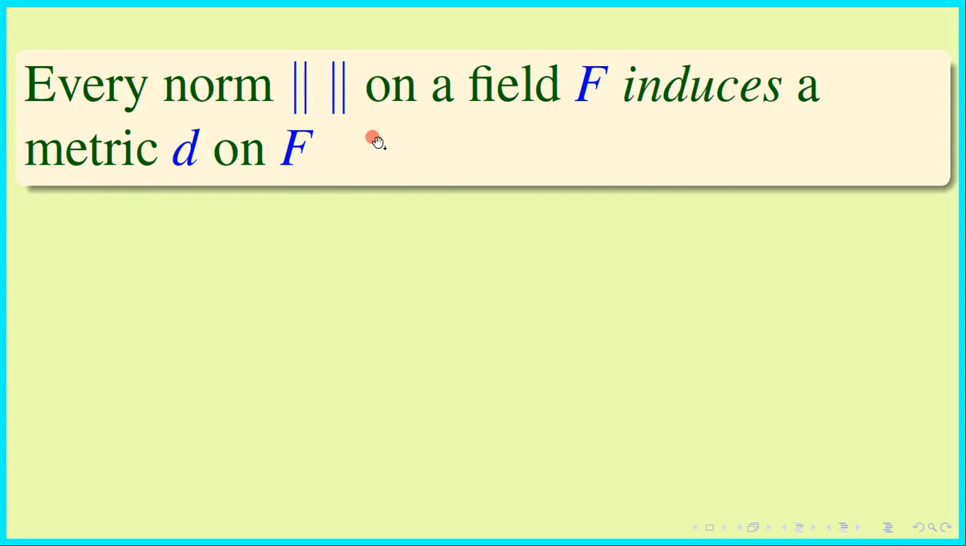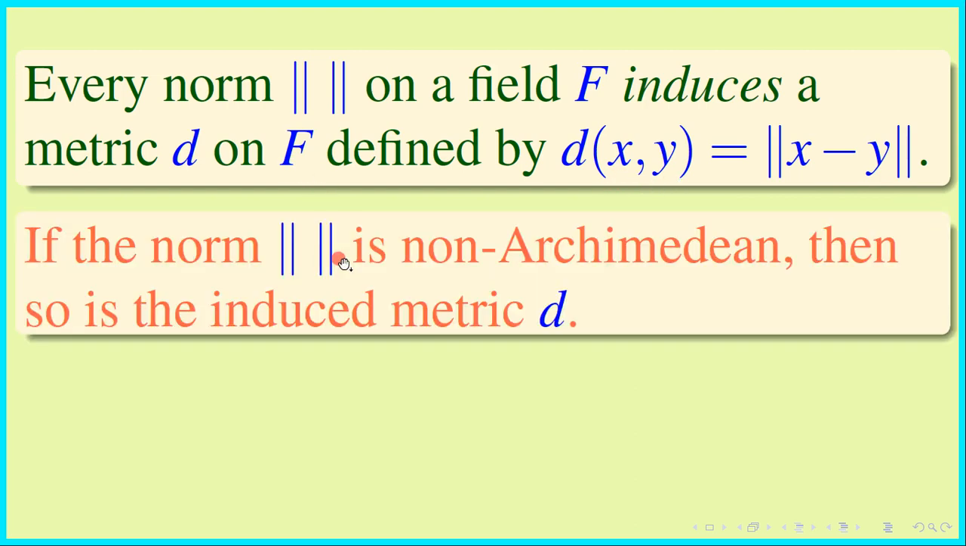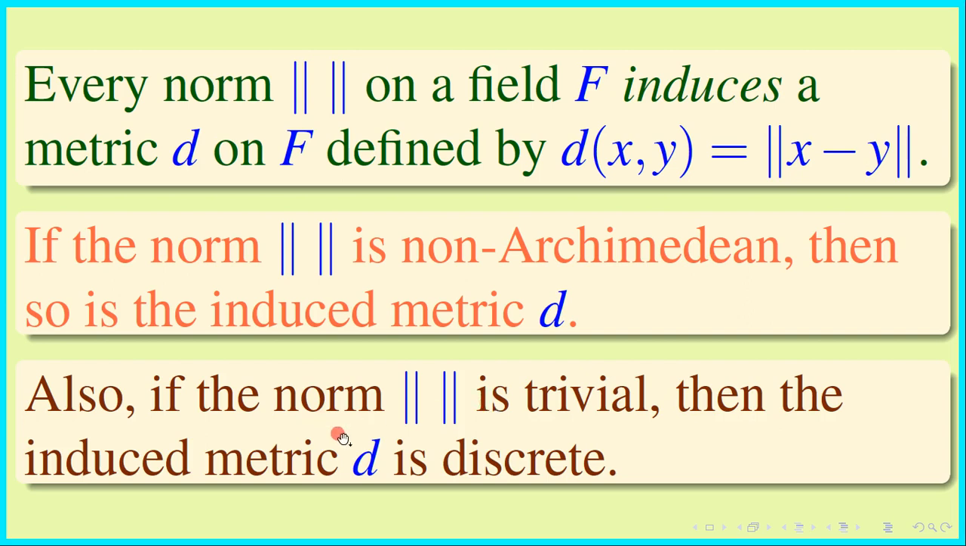Every norm on a field F induces a metric d on F defined by d(x, y) equal to norm of x minus y, where x and y are elements of F. If the norm is non-Archimedean, then so is the induced metric d. That means a non-Archimedean norm on a field F induces a non-Archimedean metric on that field. Also, if the norm is trivial, then the induced metric is discrete.